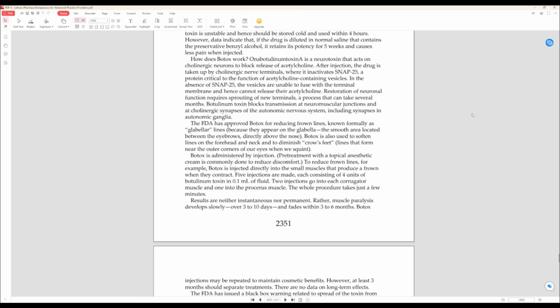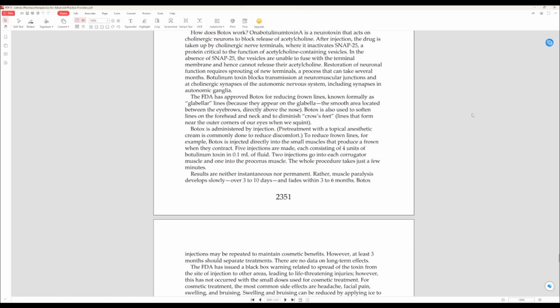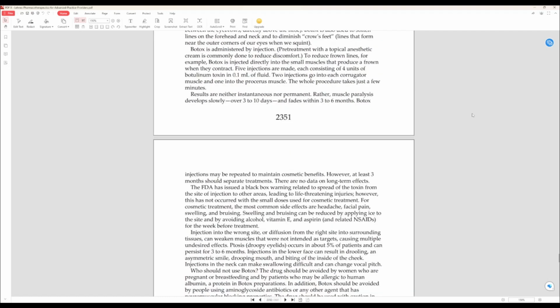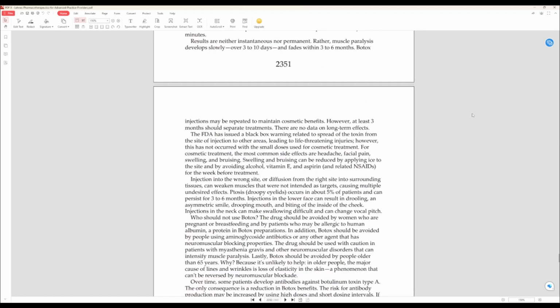2 injections go into each corrugator muscle and 1 into the procerus muscle. The whole procedure takes less than a few minutes. Results are neither instantaneous nor permanent. Rather, muscle paralysis develops slowly over the next 3 to 10 days and fades within 3 to 6 months. Botox injections may be repeated to maintain cosmetic benefits. However, at least 3 months should separate treatment.